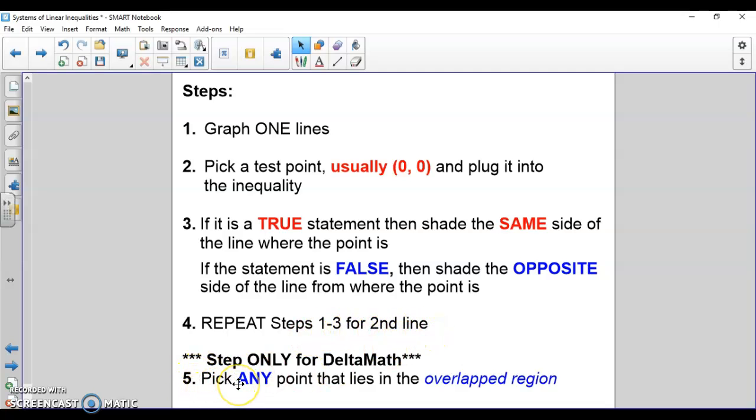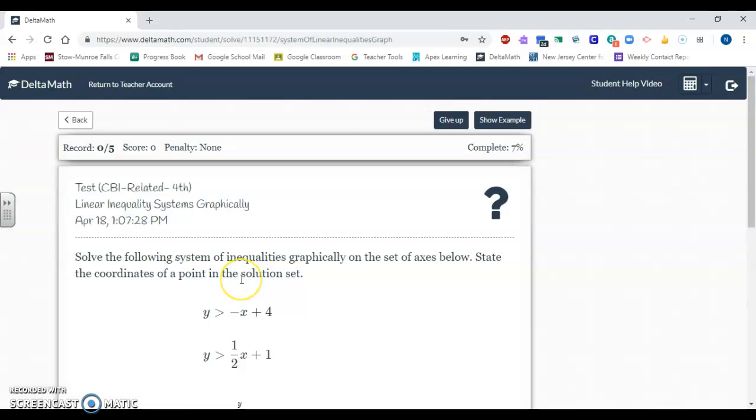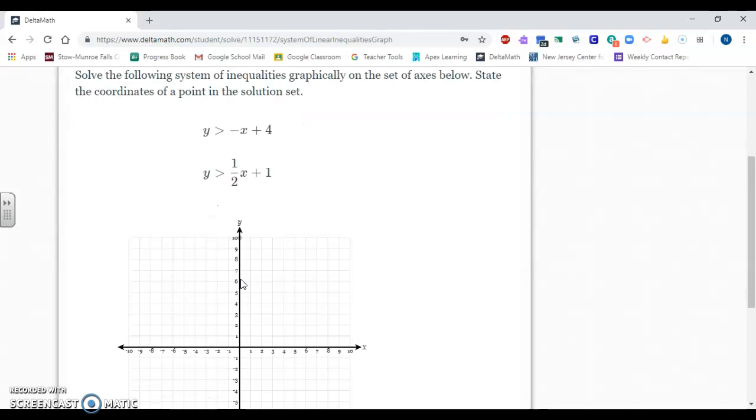Step 5, there is a step 5. Normally we'd be done. We'd find the overlap region, that's it. Step 5, you have to pick any point that lies within the overlap region in Delta Math. So I'll walk you through that. So let's look at a couple examples of these, and then I'll end the video there pretty much.